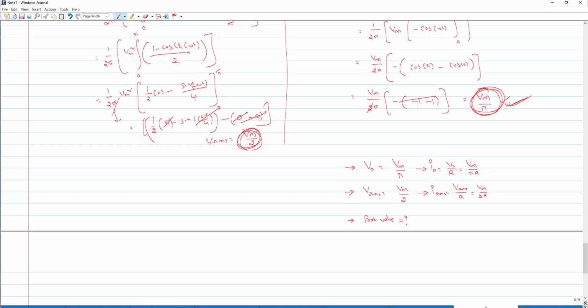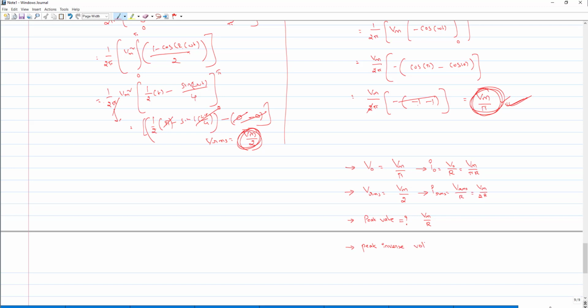So how much peak current is going? What's the maximum value? The maximum value is obviously Vm by R. That is the maximum value of the current that will go. Now we need to see the peak inverse voltage of the diode.